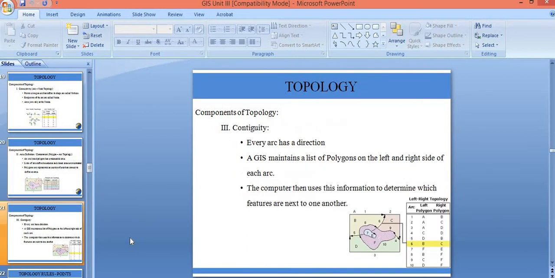And the third component is contiguity component. So whenever you represent any arcs, you will also be representing what are the polygons available on the left side and also what are the polygons available on the right side. So that information also you will be storing. So this component is what? Contiguity component. Okay, remember that these components we are using in topology just to represent the spatial relationship, the relationship between the spatial elements.